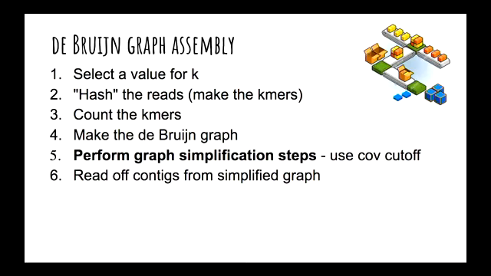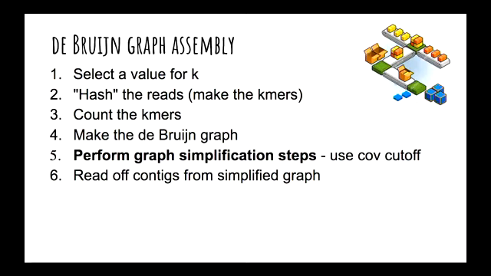All right, so here's our general recipe for a de Bruijn graph assembly. We select a value for k, we hash the reads, which is Velvet speak from a long time ago, and because Daniel wrote Velvet, everyone in the bioinformatics community just decided to use the word hash to mean break the reads up into k-mers. Then we count the k-mers.